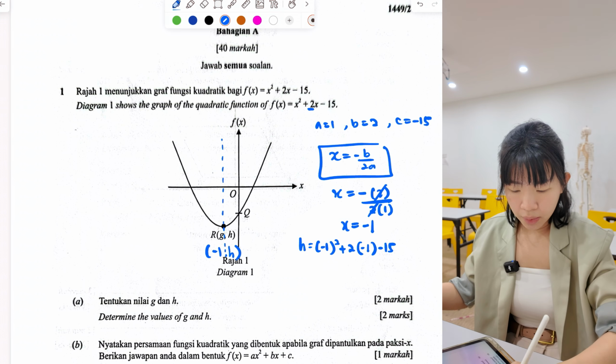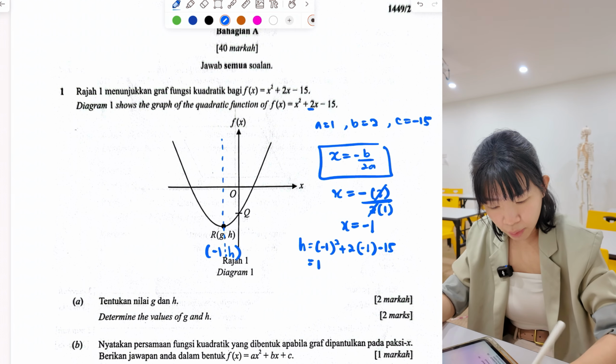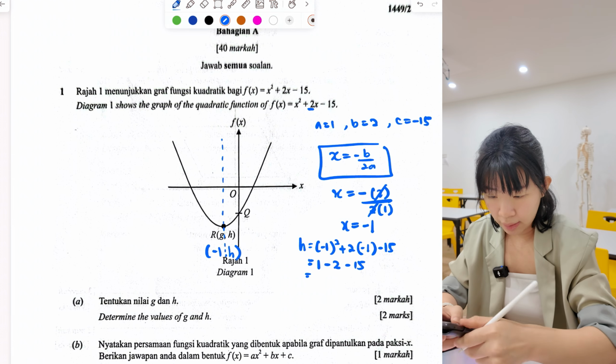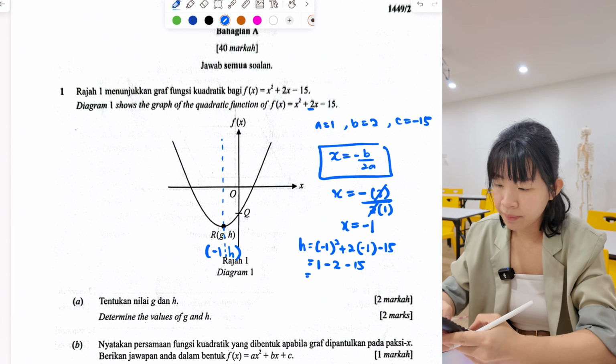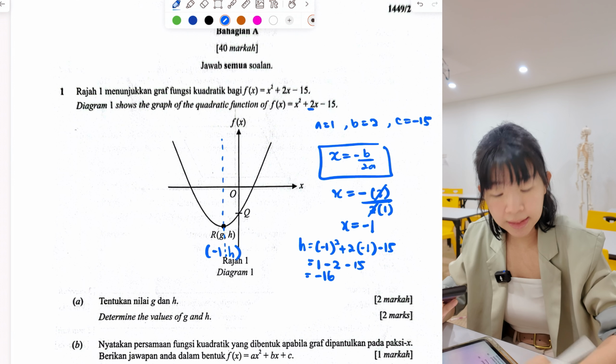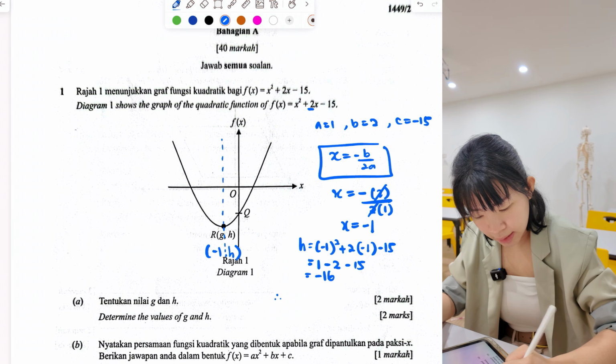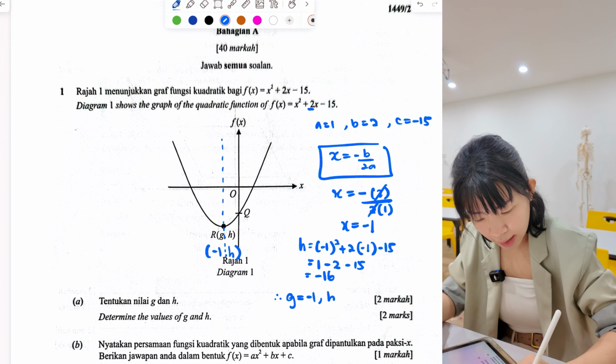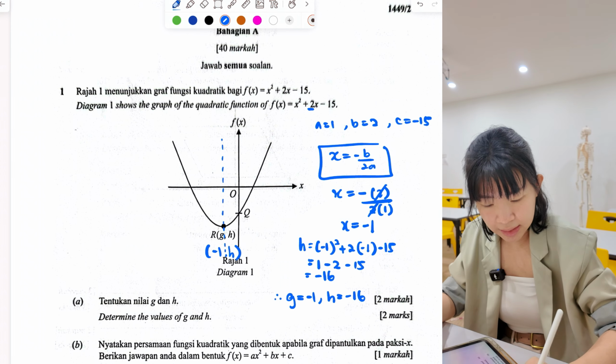So at the end, what do we get for h? Here is positive 1, this one minus 2, so minus 15. At the end, the answer is negative 16. Okay, so you can conclude the answer: g is negative 1, h is negative 16.